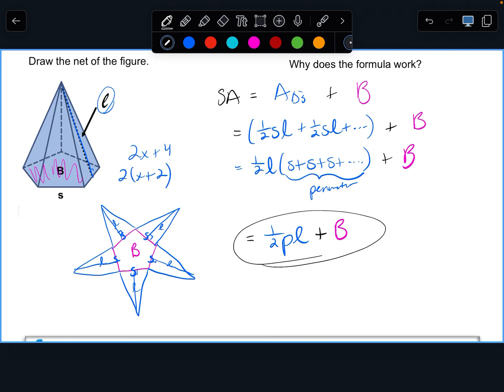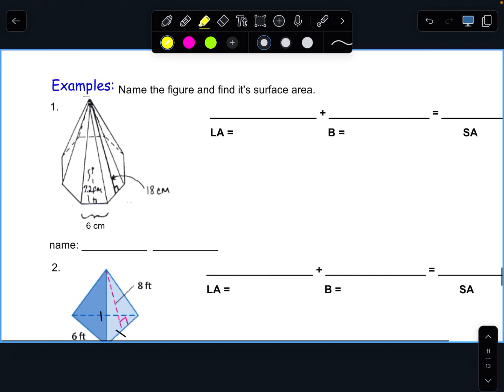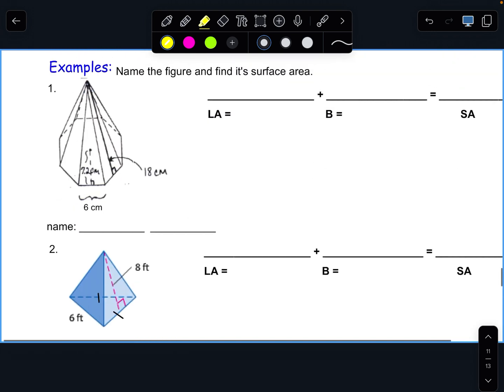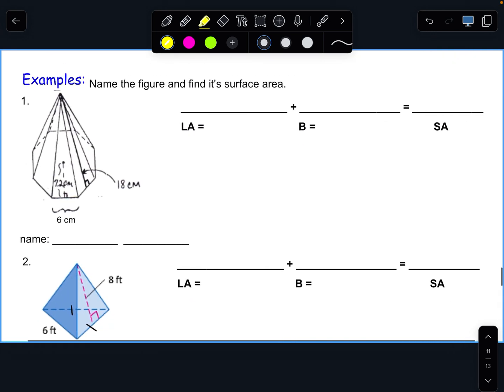It looks kind of like a triangle, different letters though. It's all the triangles and then the area of the base. So that's the formula for today. Woohoo! Isn't that fun? Okay. We're going to start off easier and then get harder. Believe it or not, this first one is easier.